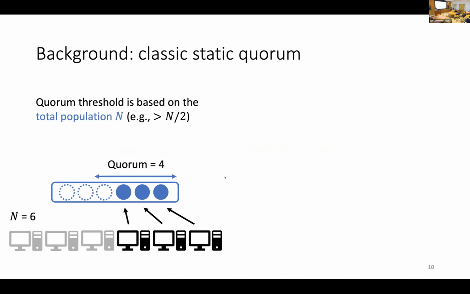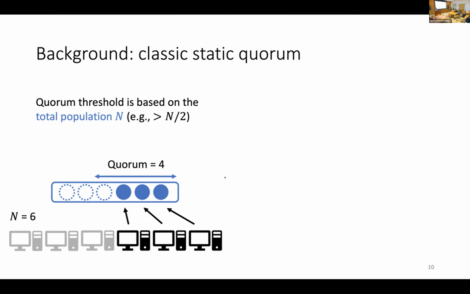Okay, now let's look at the techniques that we're going to use to solve this problem. I'll start from the classic static quorum systems that classic protocols use. The idea here is that the classic protocols always proceed if they collect a fixed threshold number of messages or votes in one step. Then they will move on to the next step.